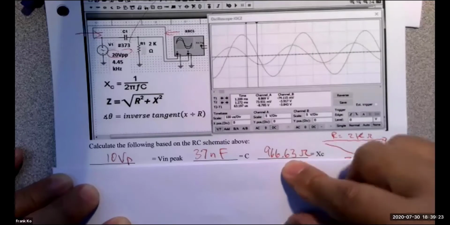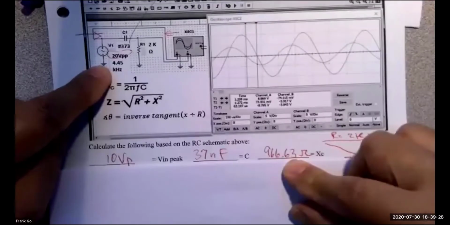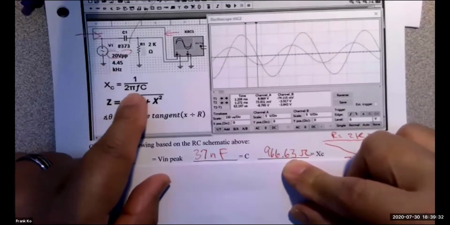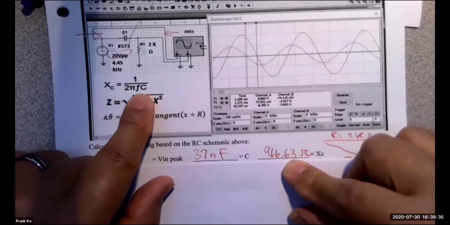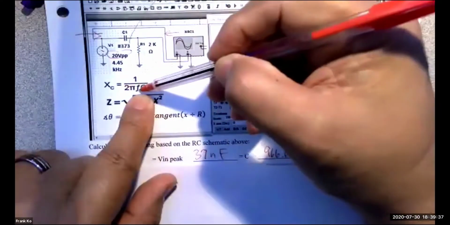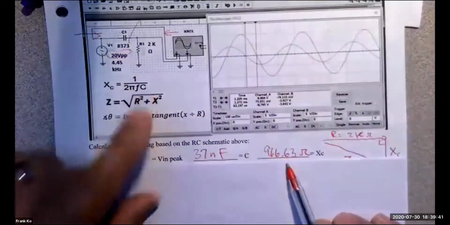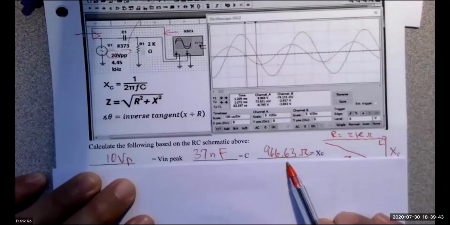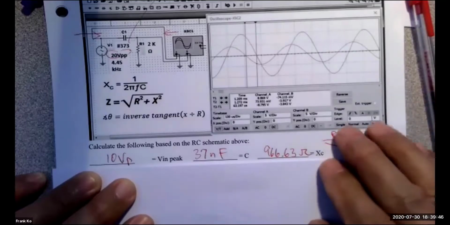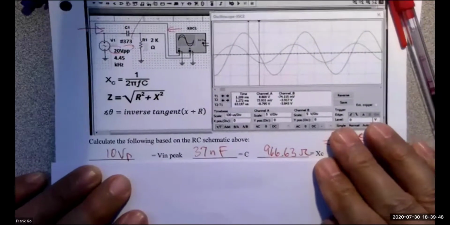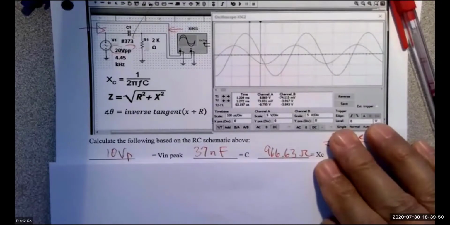And all you have to do is take this value of capacitance and this value of frequency. The value of frequency is 4.45 kHz. You plug that into the denominator of this formula, so 2 times pi times the frequency times the capacitance value. Reciprocate that, and you'll end up with 966.63 ohms. The next thing you're asked for is impedance. So how do I determine impedance of this circuit?